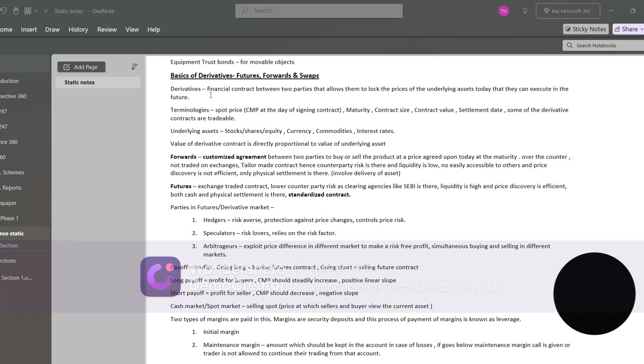What are derivatives? Derivatives are a kind of financial contract between two parties that allows them to lock in the prices of the underlying asset today so that they can execute it in the near future. For example, if I want to sell a house for 10 lakh rupees, but I need this house right now and I want to sell it in future, say after 5 years, but I'm afraid that the price of houses might fall down to 5 lakh. So I'm a bit afraid.